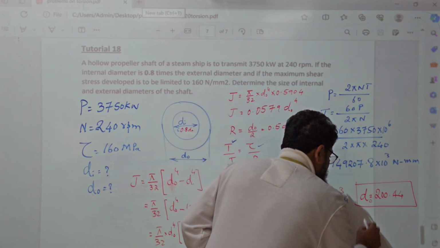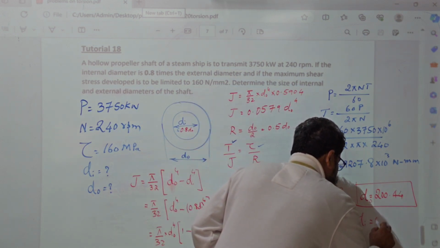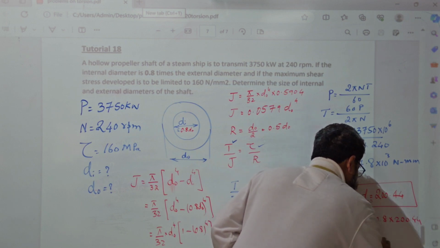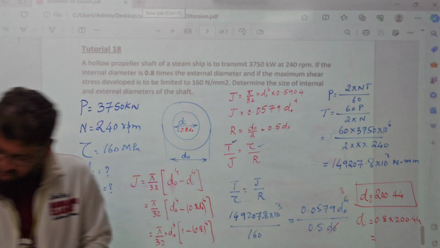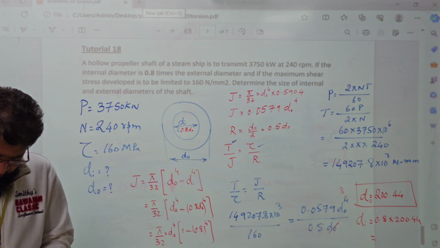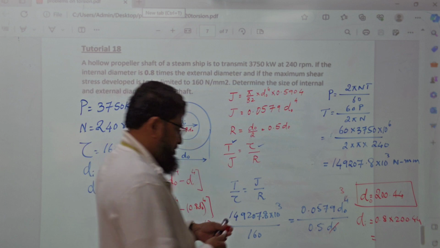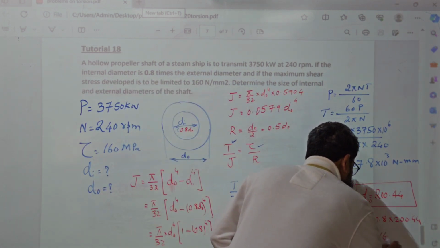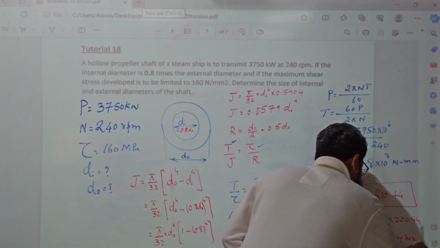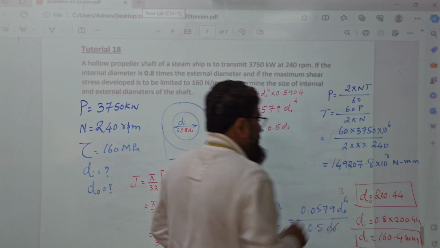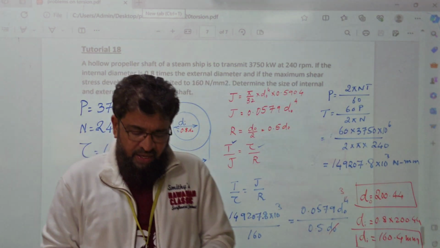Okay. So what is the inner diameter? Di is equal to 0.8 into 200.44. That becomes 160 something, 160.4 millimeter. This is the value of Di. Okay. D naught and Di.